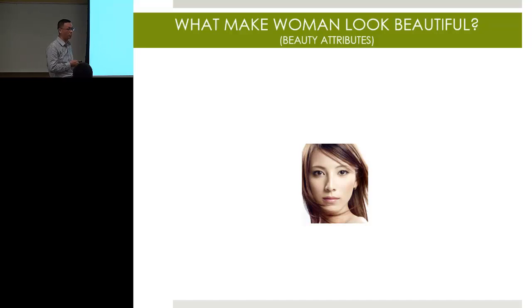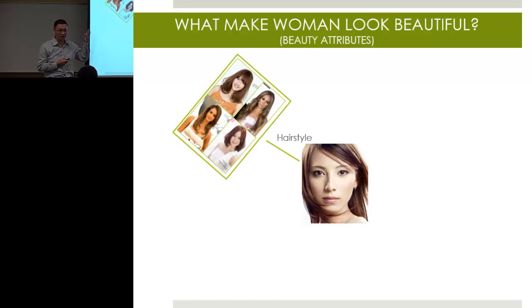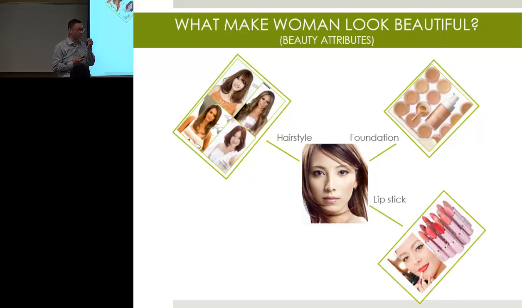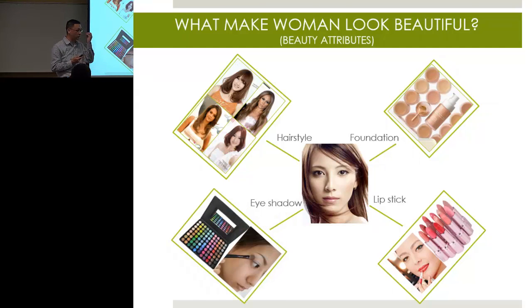It's not like the traditional makeup papers in SIGGRAPH. You can see quite a few SIGGRAPH papers in this direction. My students study this problem. The first question to answer is what makes women look beautiful. We notice that the first factor is the hairstyle. The second is the foundation color and the foundation material. The third is the lipstick color. The fourth is the eyeshadow, including the color, the template, and the shape. We call these factors beauty attributes.